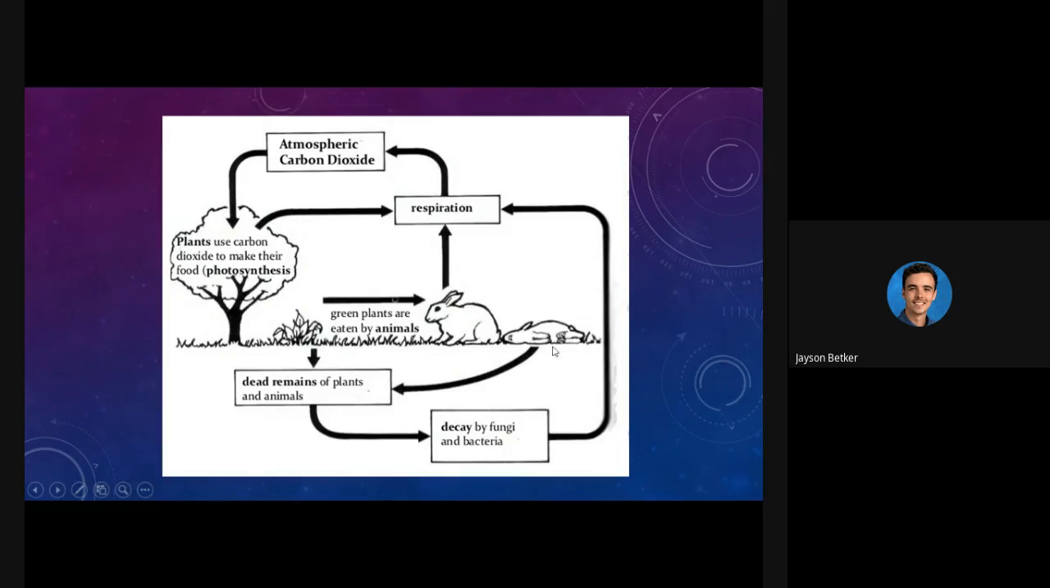And then animals and plants all die eventually, and the remains of those animals and plants will return back to the soil via decay, so decomposers, fungi and bacteria. And then either the animals will breathe it out, or the plants will breathe it out, or the soil will breathe it back out via respiration back into the atmosphere. So that is the carbon cycle. You can pause now if I went too fast, and you can copy that down. But if not, let's move on.